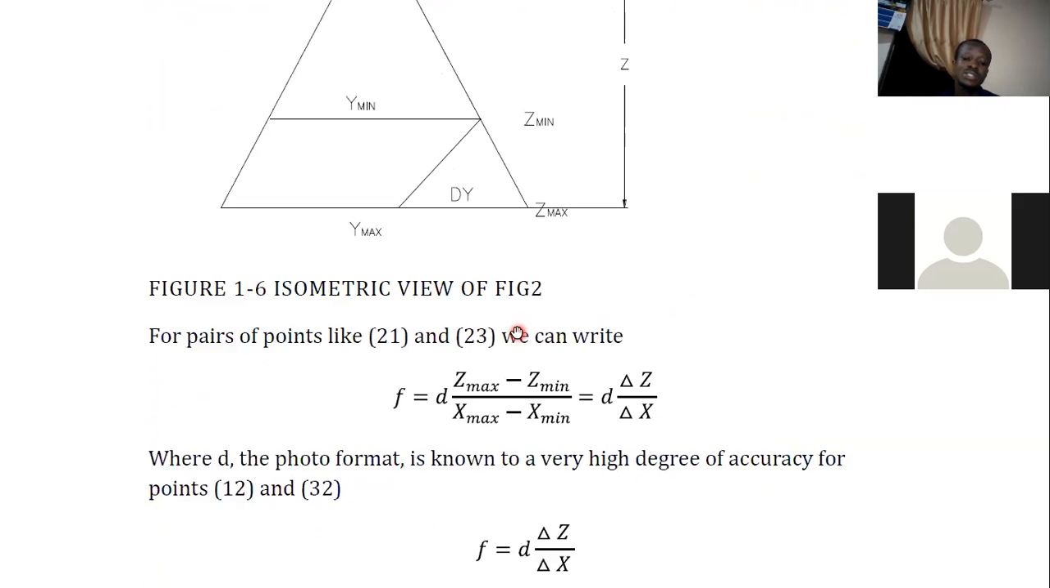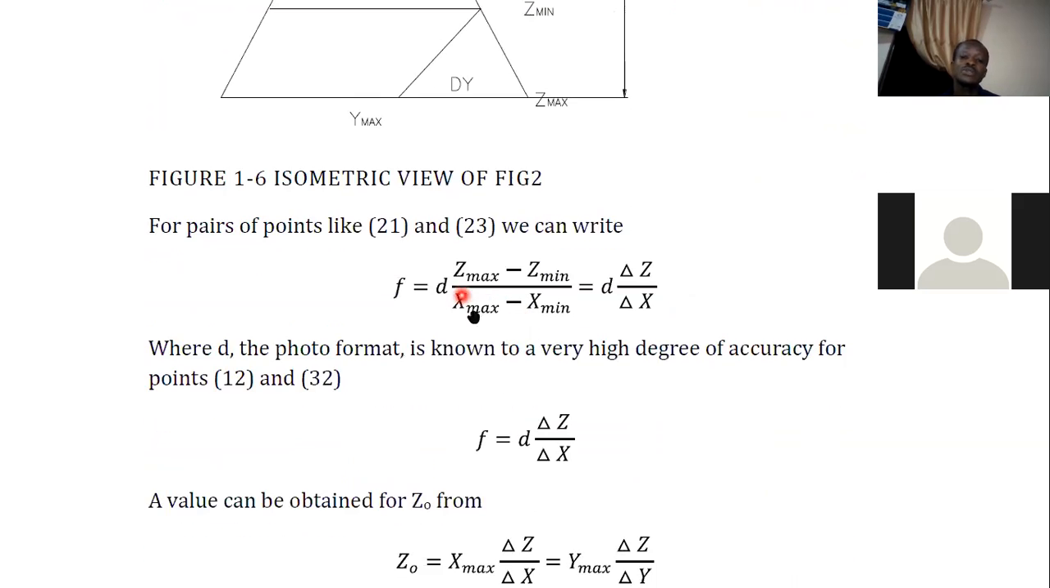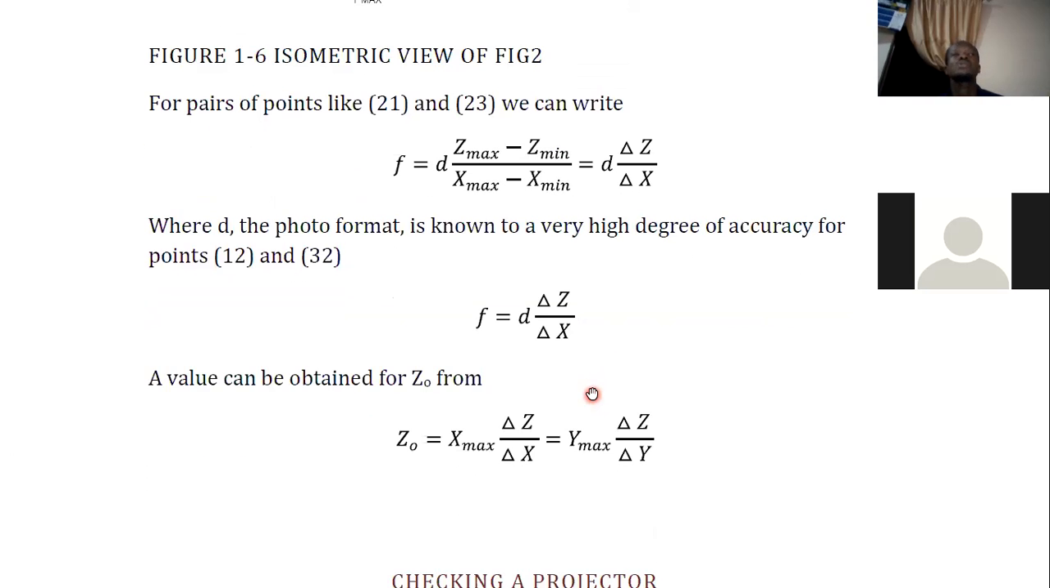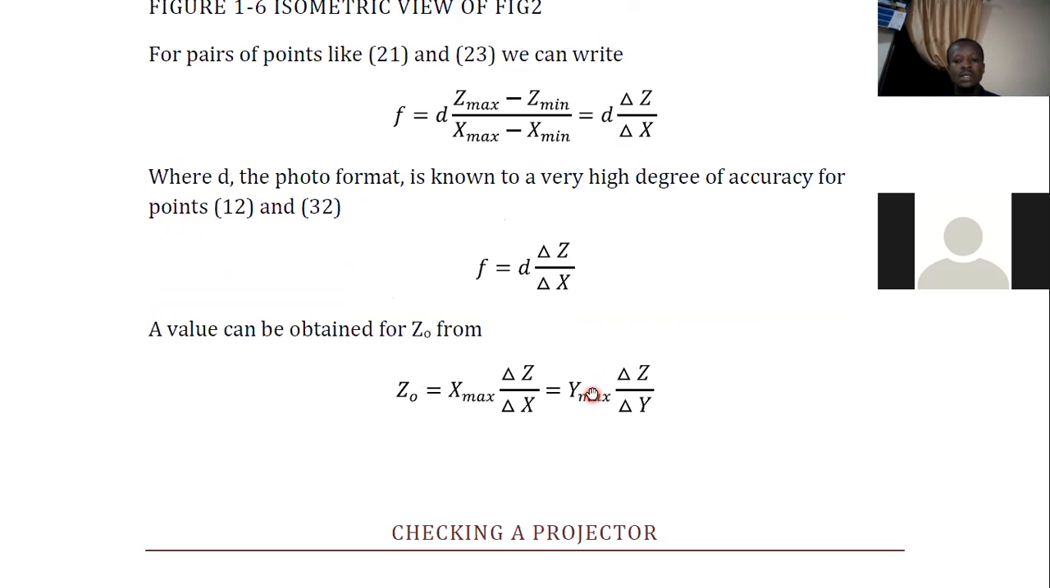And then we can carry on and write a few relationships between the minimum point in the model, the maximum point in the model, the focal length, etc., or the principal distance. We will talk about the difference between the focal length and the principal distance very soon. So we can write these relationships.